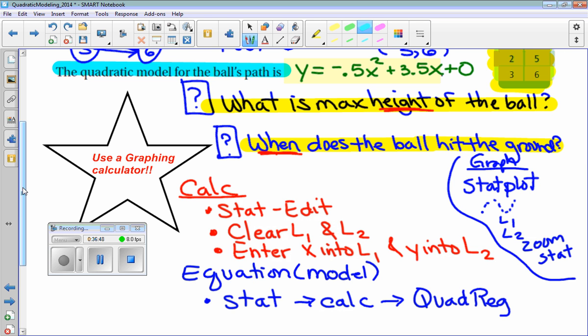So I'm going to plug in negative 0.5x squared plus 3.5x plus 0. You don't have to put the plus 0 at the end, but you can. And hit graph. It should hit through those points. Does it look like a problem to you? Wait, Eddie, what did you do? Hit y equals and just plug in the equation.